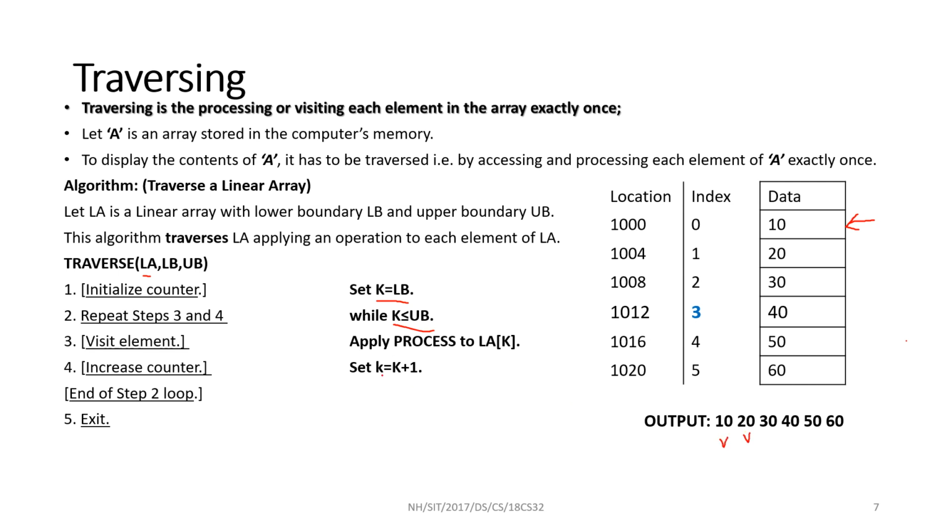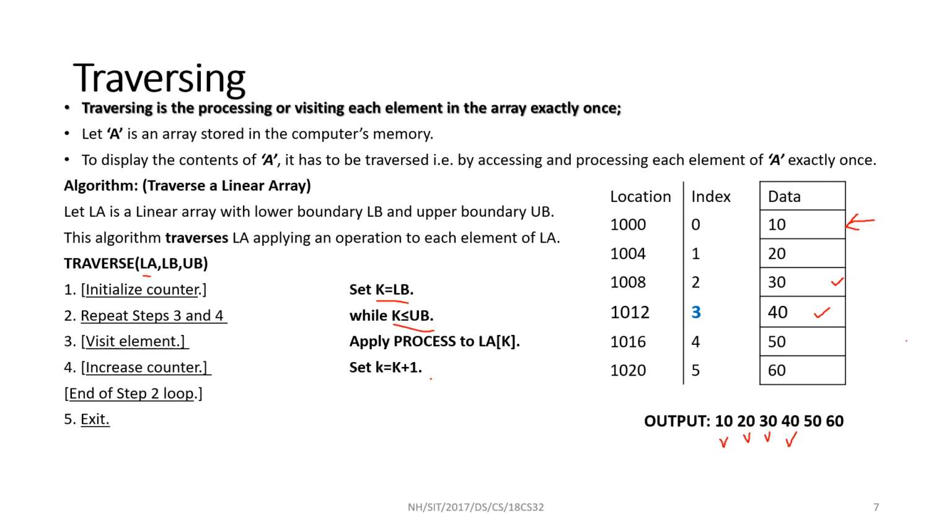Increment the value of k. K now becomes 2. Is k less than or equal to UB? Yes, true. The element in that place is 30. Apply the process, which is the display operation: 30. Now k is incremented and becomes 3. 3 is less than or equal to 5, true. The element in that place is 40, which is processed and printed.